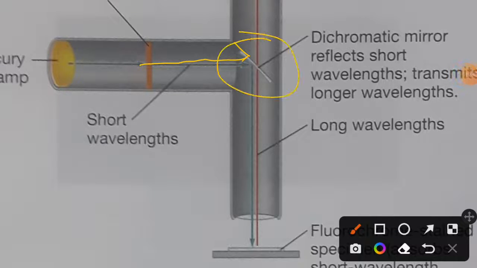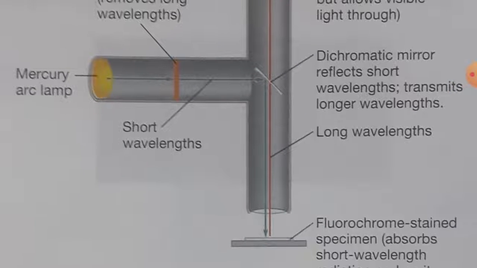Now the short wavelength light will face a dichromatic mirror. Let me explain what is the function of the dichromatic mirror here. The dichromatic mirror is a mirror which will reflect the shorter wavelength of the light downward, and it allows the larger wavelength of the light to pass through. Remember that it will only reflect the shorter wavelength light and allow the longer wavelength of the light to be transmitted.